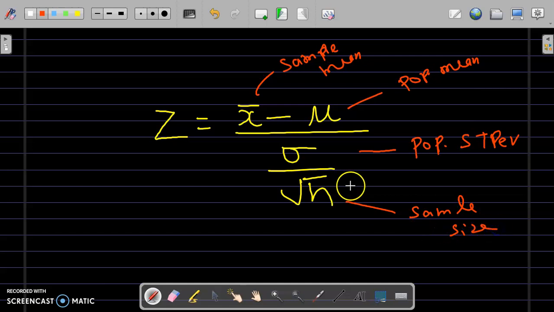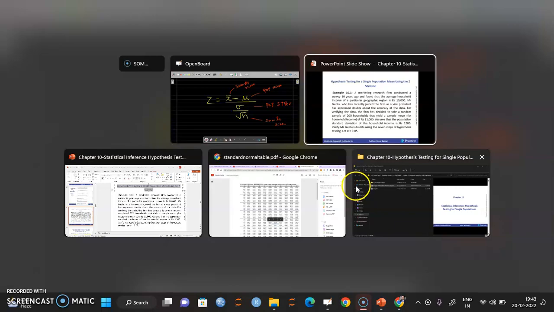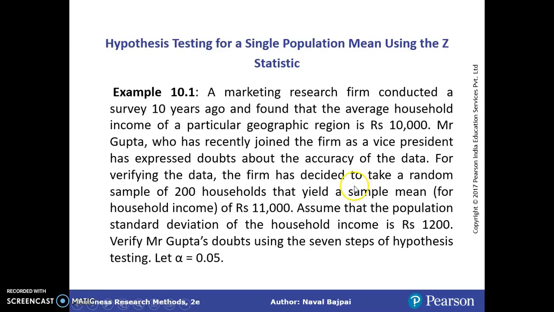Okay, so let's quickly do one example. So we have this example. Let's read the question. A marketing research firm conducted a survey 10 years ago and found that the average household income of a particular geographic region is 10,000. And this research was done 10 years ago. This is important to remember.